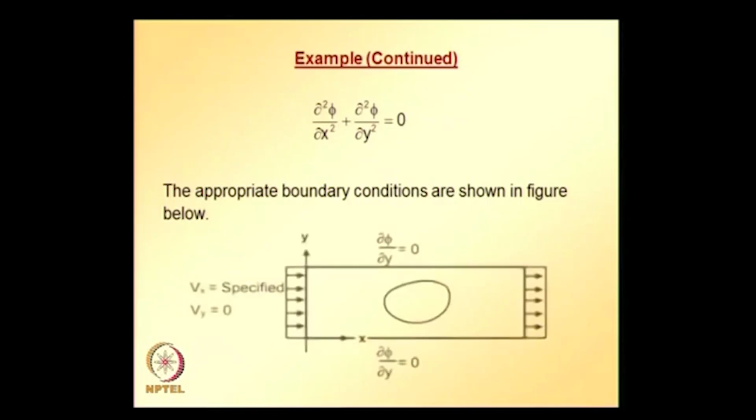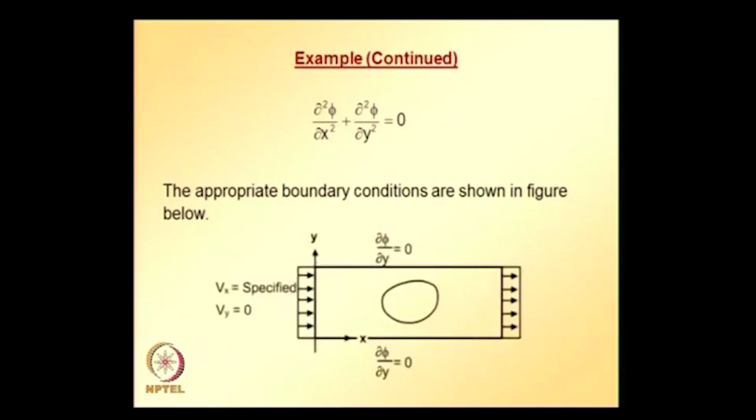Appropriate boundary conditions are as shown in the figure. That is, the essential boundary condition at the top and bottom is the partial derivative of potential with respect to y equal to 0, and Vx is specified on the left vertical side and Vy is equal to 0.